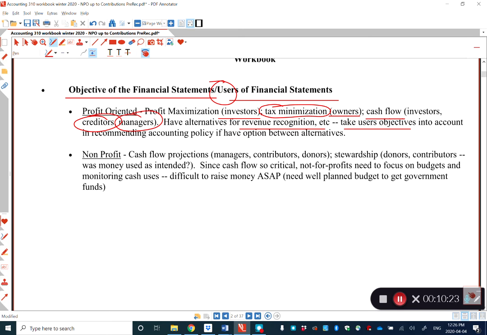So there could potentially be alternatives for the recognition of revenue. For example, you've got, let's say, long-term contracts for big capital projects, and the revenue could be recognized under ASPE using a percentage of completion or completed contract method, depending on what the user requirements are. Now, not-for-profit is what we want to think about here. Who uses those financial statements, and what specific financial statements are of use?